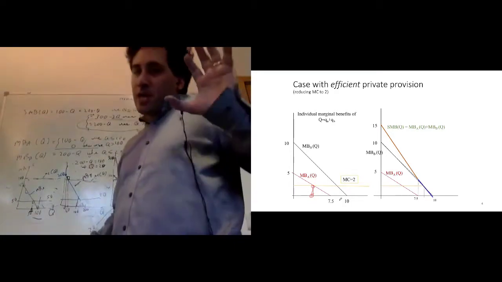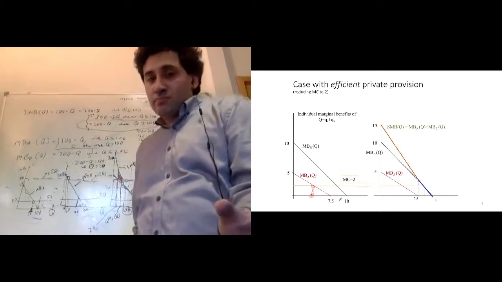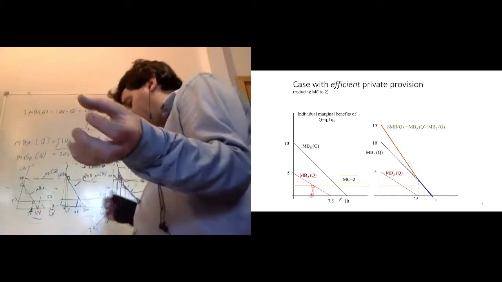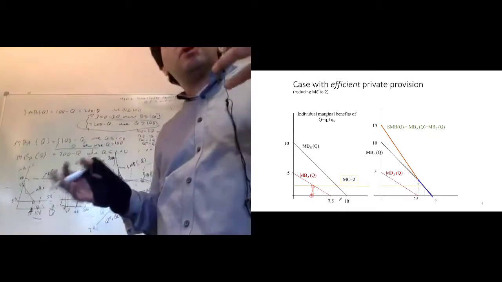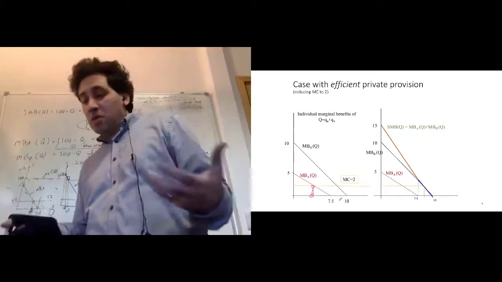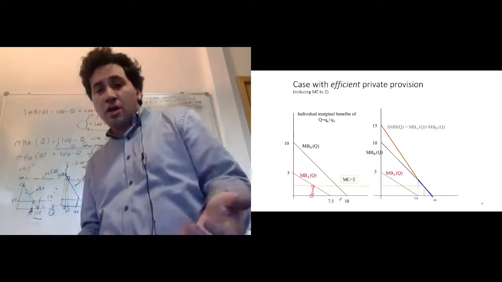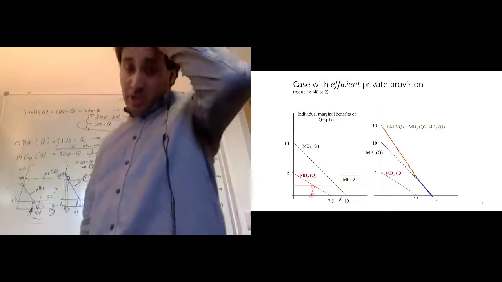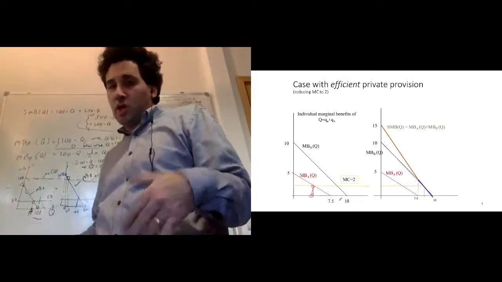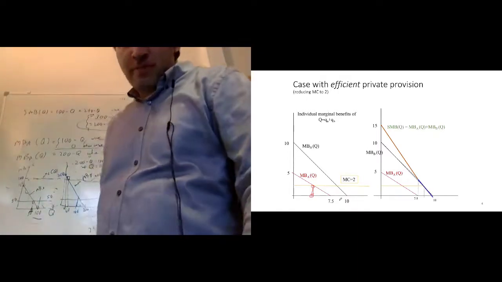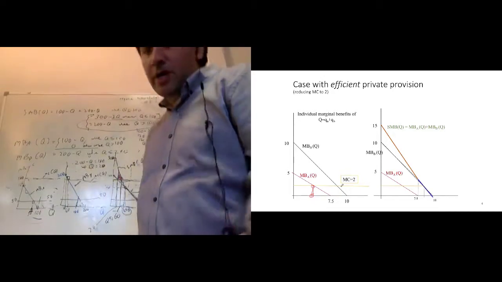So A is not going to provide any. B accurately believes that B is best responding to what A is doing. Maybe he reasonably thinks that A is not going to provide any, which actually turns out to also be reasonable in this case. Maybe I'll get to it. So B will provide how much?